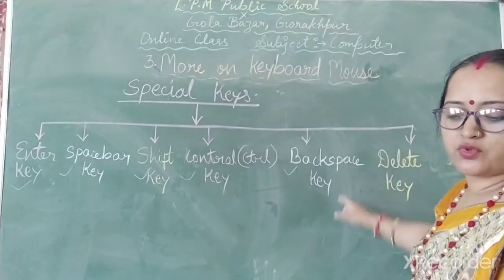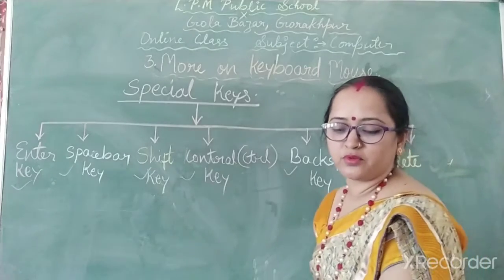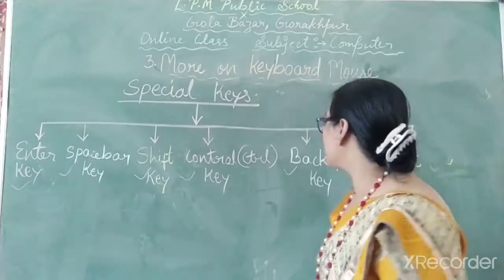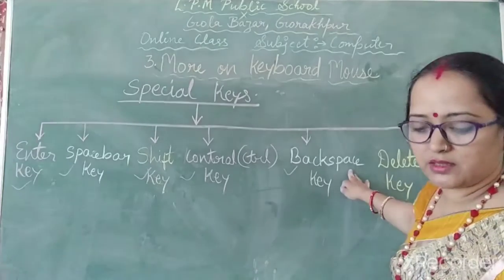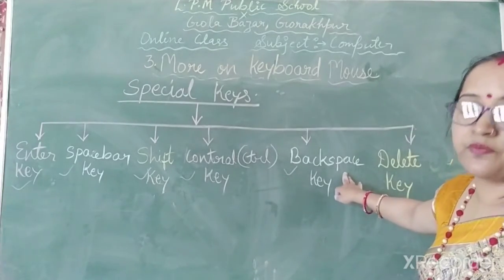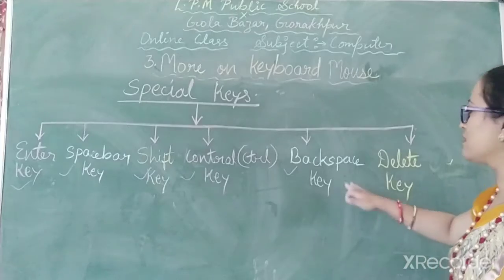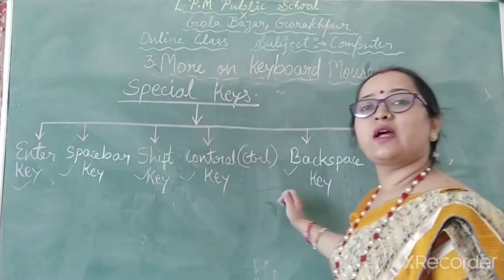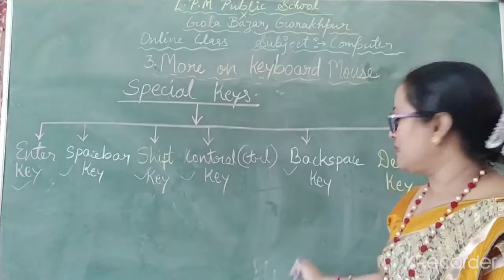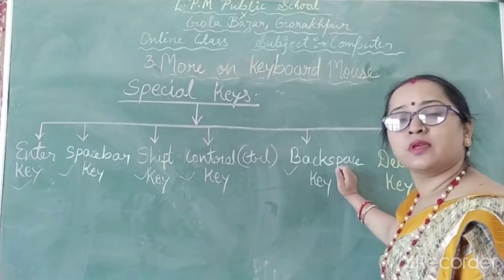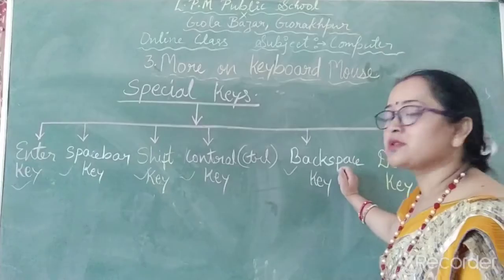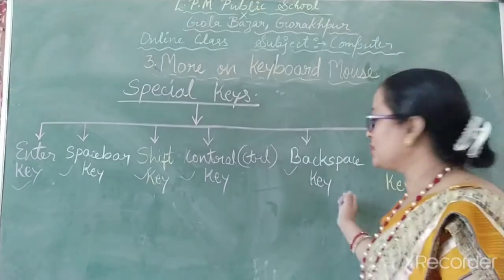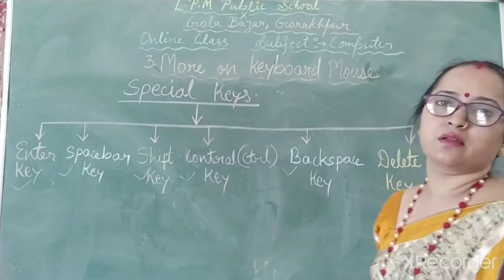See here, next is the backspace key. This key is used to erase anything typed to the left of the cursor. The backspace key is used to erase anything typed to the left of the cursor. Whatever we are typing on the screen, it helps us to erase anything on the left side of the cursor.